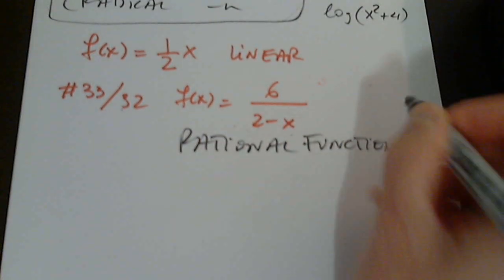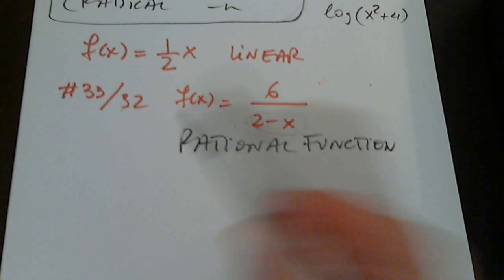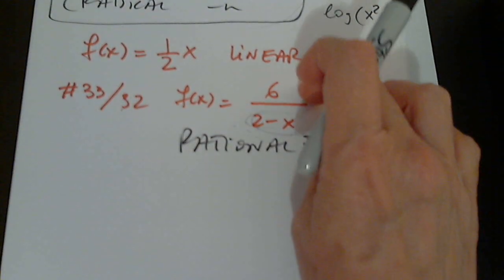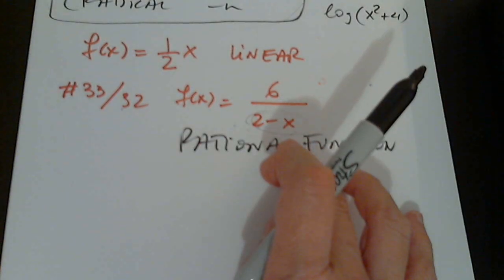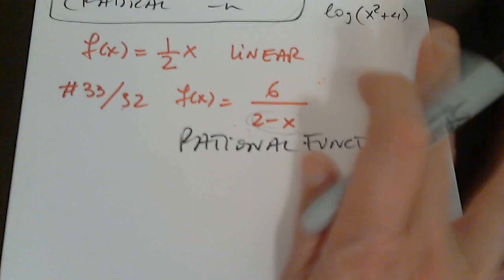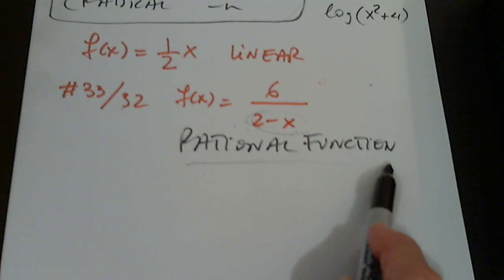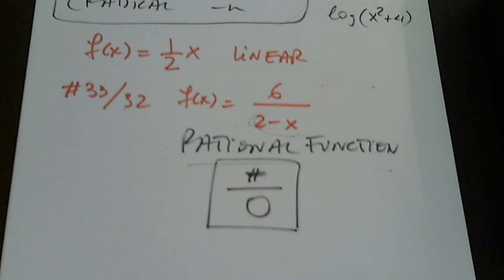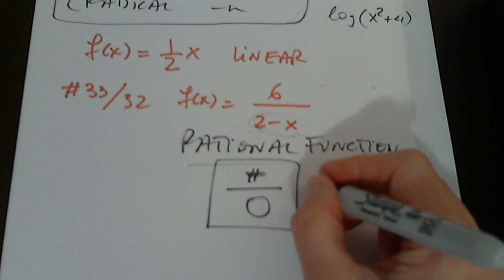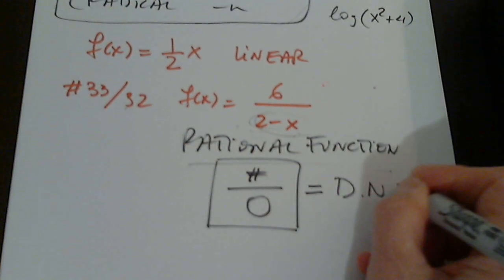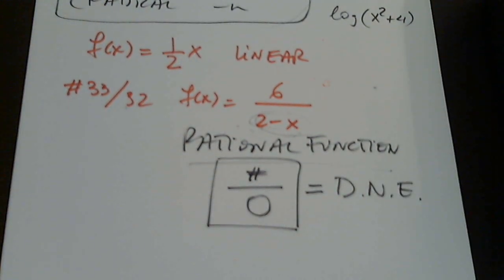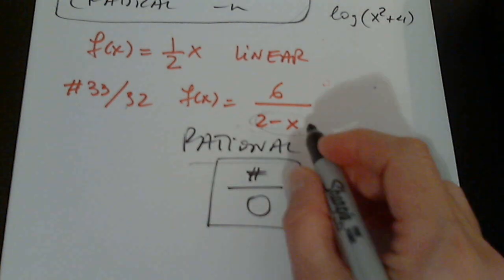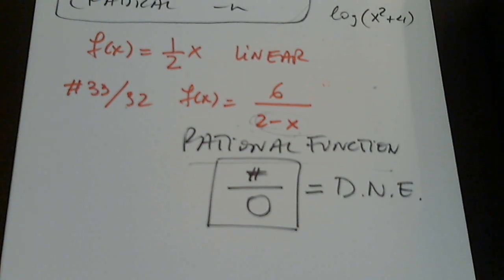This is a rational function because it has x in the denominator. It doesn't have to be x necessarily in the numerator, but it has to have it in the denominator. If it has it in the numerator or not, it doesn't matter. But it has an x in the denominator, it's rational. It's a number divided by 0. This is the biggest issue with a rational function. That is not allowed, because this is DNE. It does not exist. We don't have an answer for it.